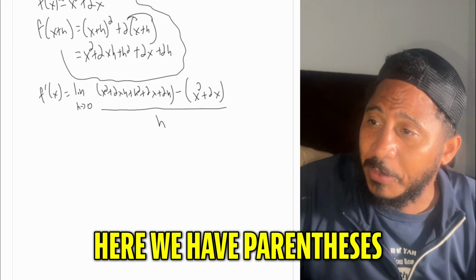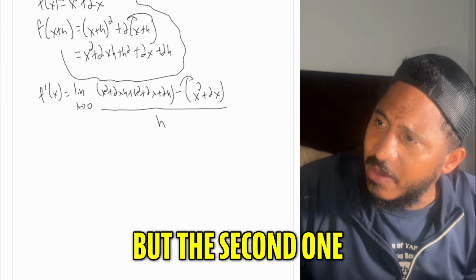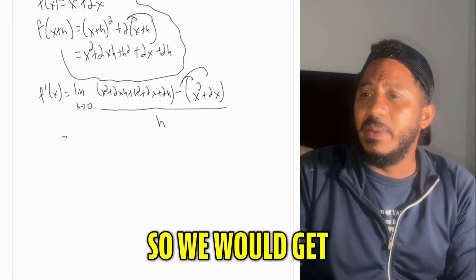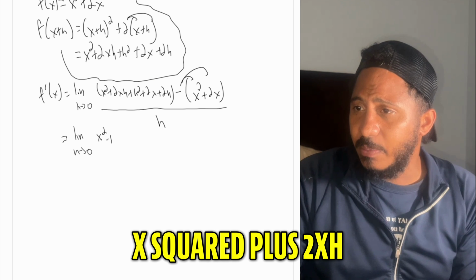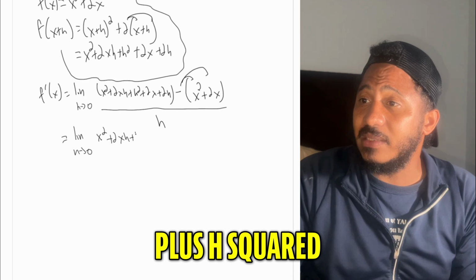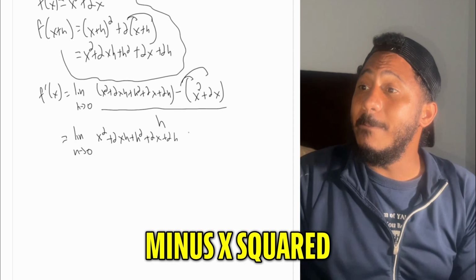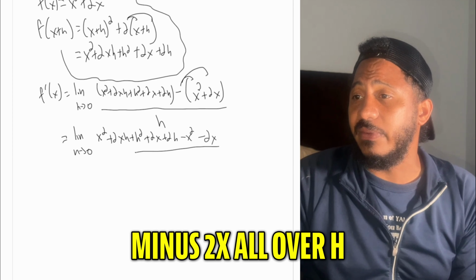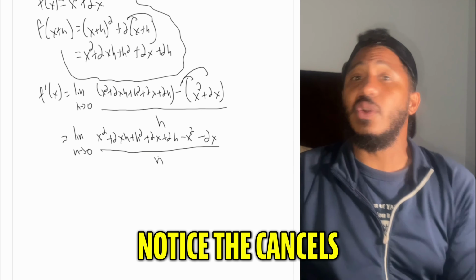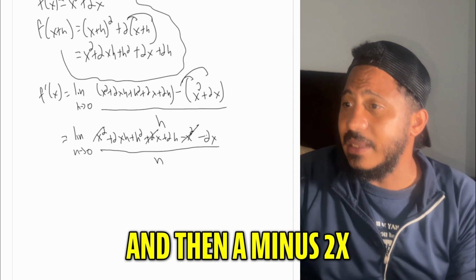Now, here we have parentheses in front of the first one, but there's nothing in front of it, so we can get rid of those parentheses. But the second one, we have to distribute that negative. So we would get the limit as h approaches 0 of x squared plus 2xh plus h squared plus 2x plus 2h, minus x squared minus 2x, all over h, and things get to canceling. Notice what cancels. We've got an x squared minus x squared. Those cancel. We've got a 2x and then a minus 2x. Those cancel.